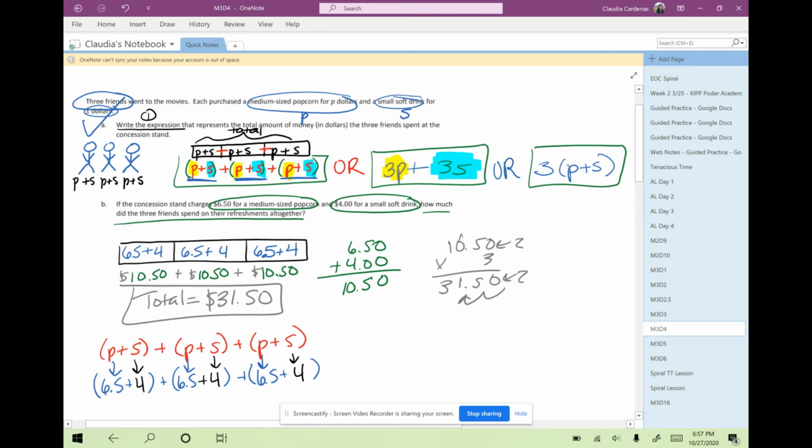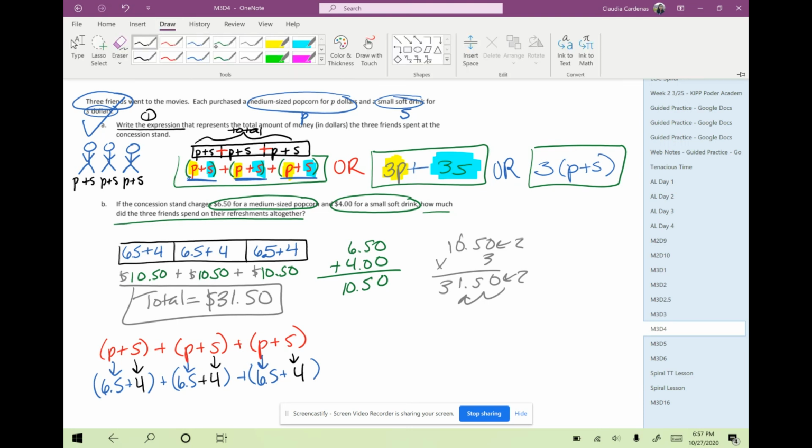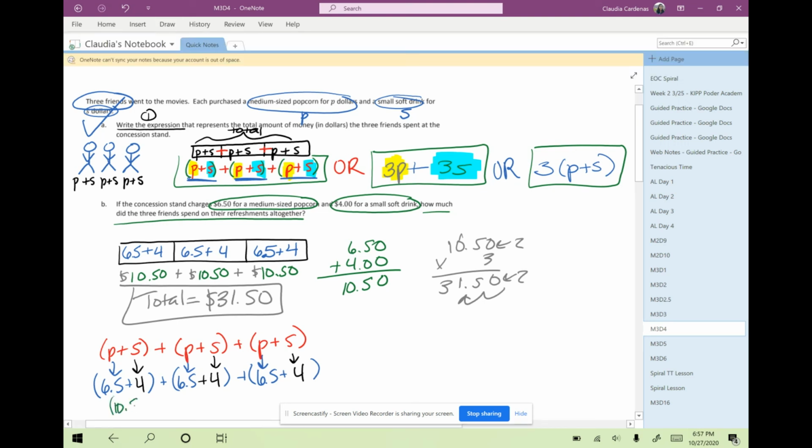Okay, so now because I know with order of operations, I do what's in parentheses first. So I remember that $6.50 plus $4, I just did that earlier, is $10.50 or 10.5. And so now I can add 10.5 plus 10.5 plus 10.5 or multiply it by 3, and I still get $31.50. Awesome. So we have now seen that we can go over 2 different ways of solving by using 1, our tape diagram, or 2, using our expression. And either way, we will get the exact same answer.